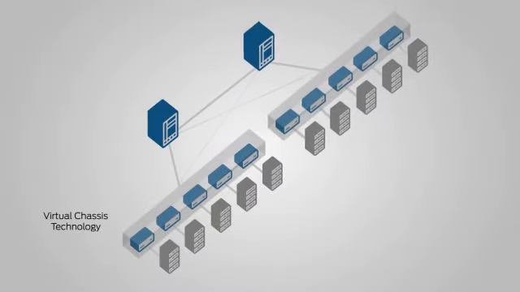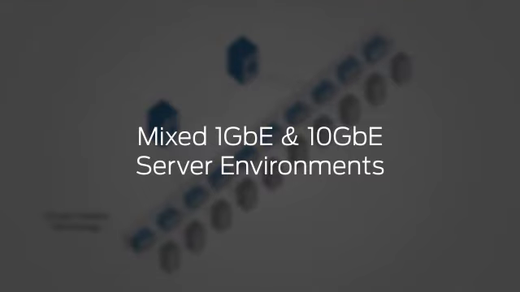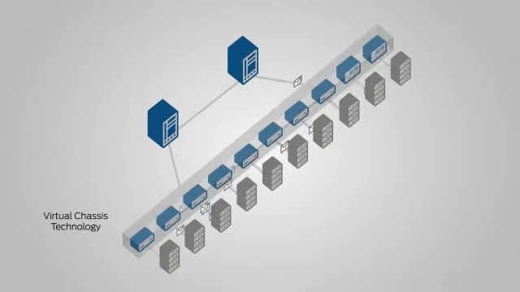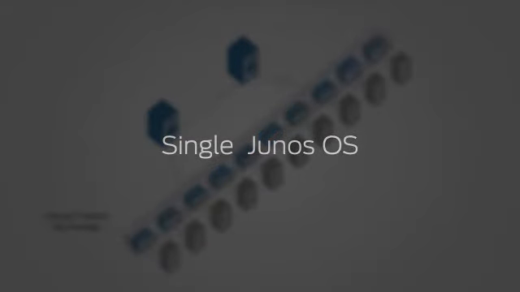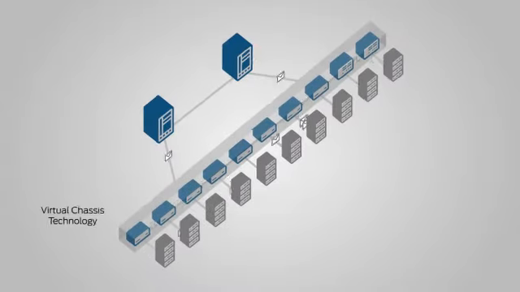In the access layer, up to 10 EX4200 switches can be interconnected in a single virtual chassis configuration. EX4500 switches can be combined with EX4200s in the same virtual chassis to offer a variety of port, density, and speed options for mixed 1 gig and 10 gig server environments, an industry first. All switches in a virtual chassis share a single Junos operating system, a single IP address, and a single configuration file to greatly simplify management.